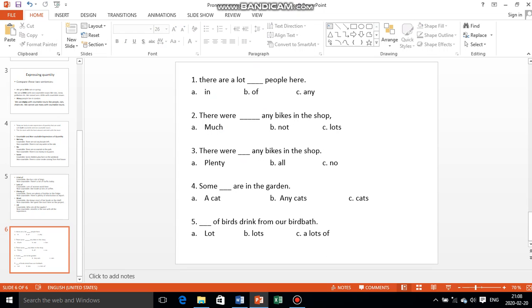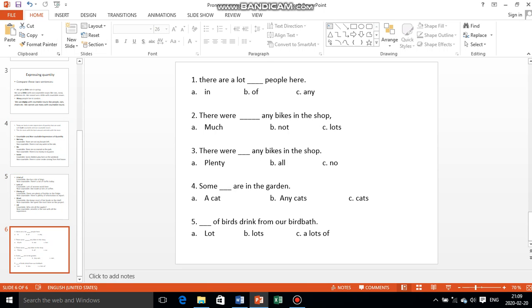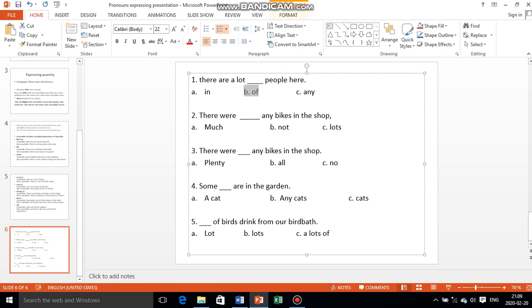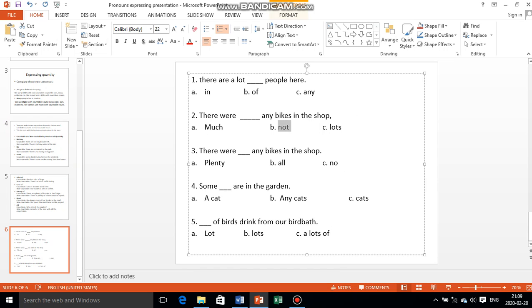Okay, let's try this exercise. Number one, there are a lot blank people here. Okay, so let's check the expressing quantity words: a lot of. So basically the answer is B. There are a lot of people here. Number two, there were blank any bikes in the shop. So it's in here, not any. So obviously the answer is not any bikes in the shop. Bikes is countable.